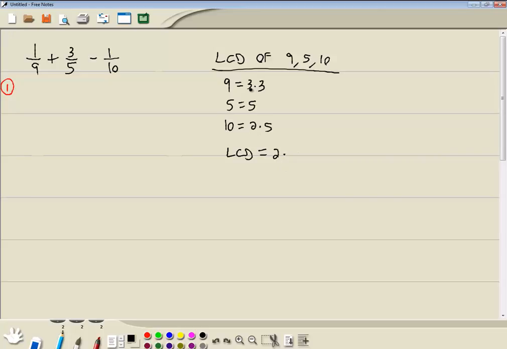Then I'll go to my next prime, which is 3. There's 2 3's here, no 3's here, no 3's here. So the greatest number of 3's on a single line is right here. There's 2 of them, so we'll have 2 of them. And then our 5. No 5's here, 1 5 here, 1 5 here. So the greatest number of 5's on a single line is 1. 3 times 3 is 9, times 2 times 5, which is 10. That gives us 90. And that's our LCD. So we're going to rewrite each fraction with that new denominator.